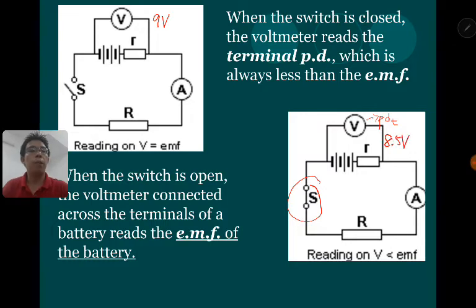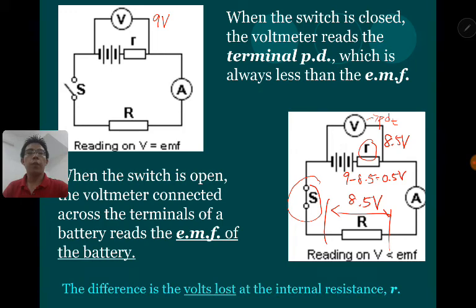So the 8.5 volt represents the PD that is across everything outside the battery. This is 8.5 volt. And for the internal resistance, we can deduce that it had already taken 9 minus 8.5, that is 0.5 volt of the PD, of the EMF.